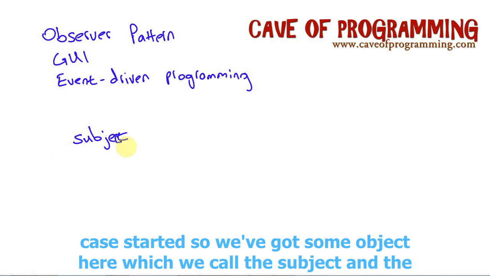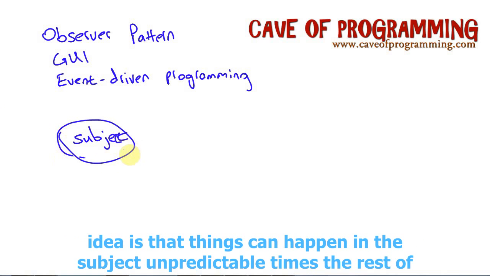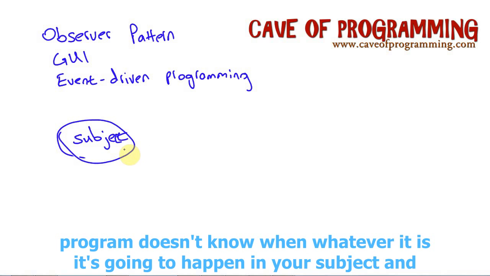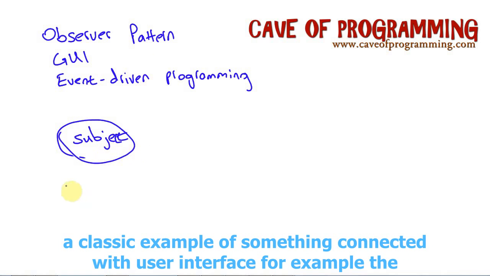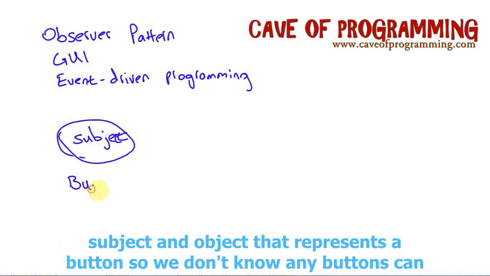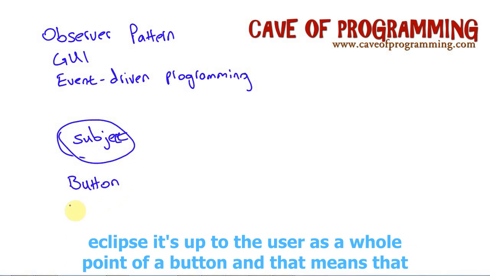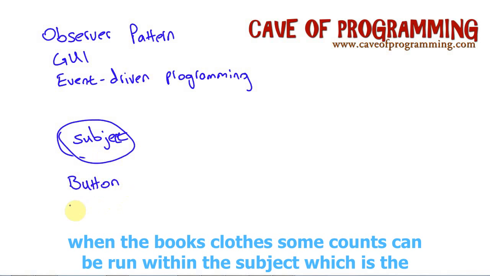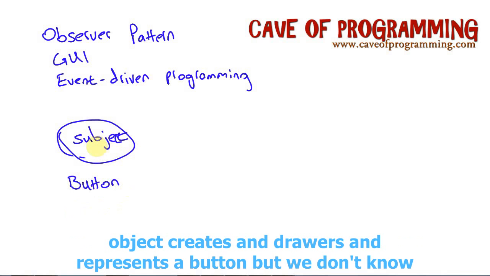So we've got some object here which we call the subject, and the idea is that things can happen in the subject at unpredictable times, so the rest of your program doesn't know when whatever it is going to happen in your subject. And a classic example here would be something connected with the user interface. For example, the subject could be an object that represents a button, so we don't know when a button's going to be clicked. It's up to the user. That's the whole point of a button, and that means that when a button's clicked, some code's going to be run within the subject, which is the object that creates and draws and represents the button, but we don't know when that will happen.